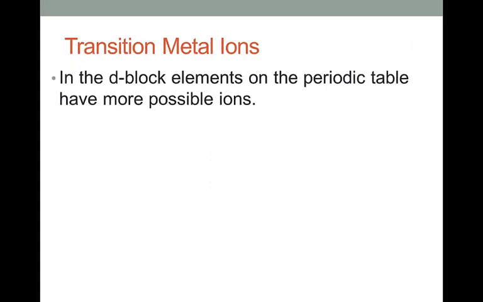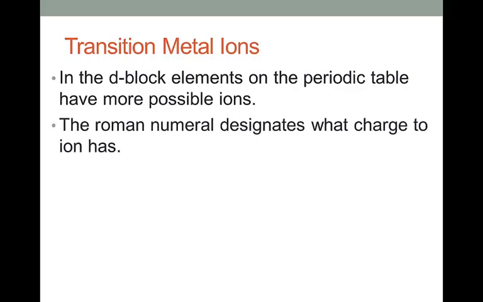The transition metals are the D block elements in the periodic table. Remember, that's the 10 columns in the middle, columns 3 through 12. And they are unique because they can have more than 1 possible ion. The Roman numeral is used to designate what charge the ion has. So if we write iron with Roman numeral 2 after it, that means the iron has a +2 charge. So the Roman numeral is the charge.